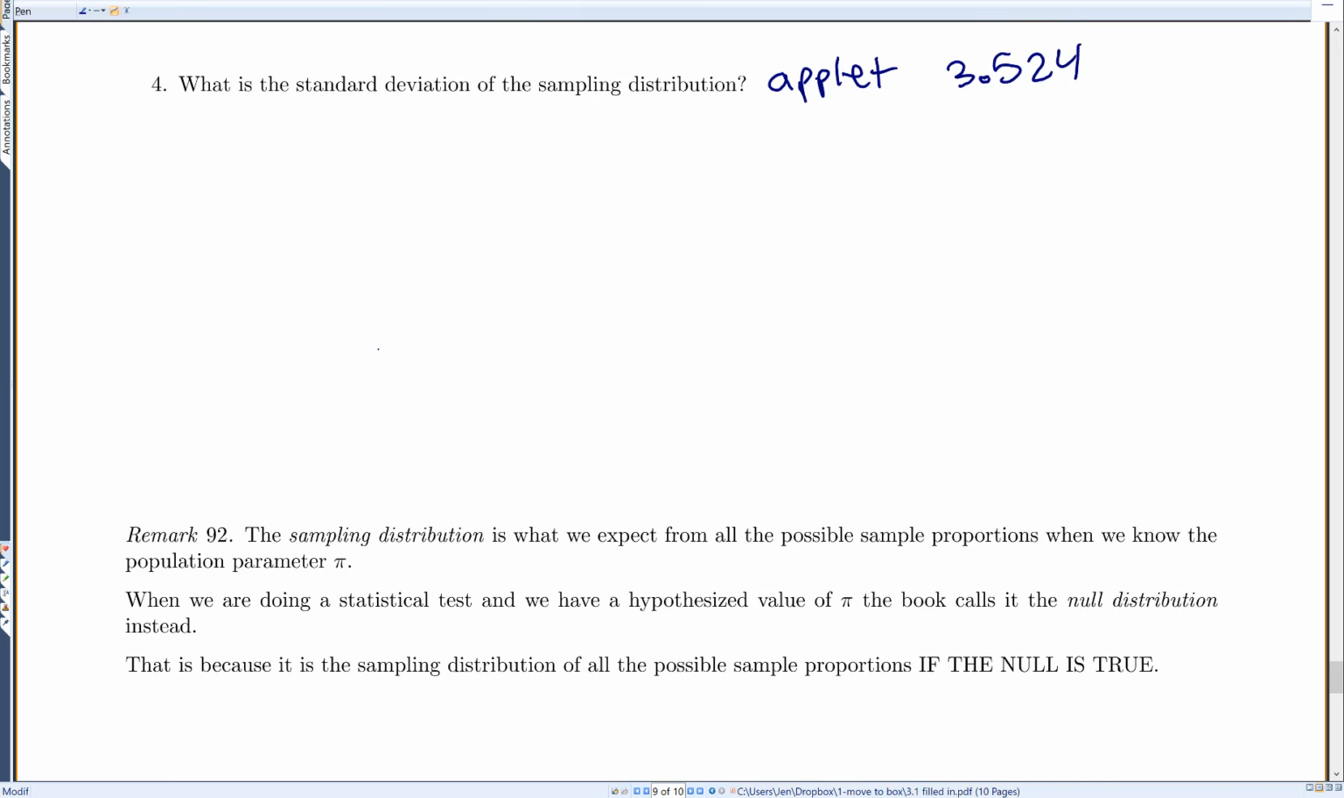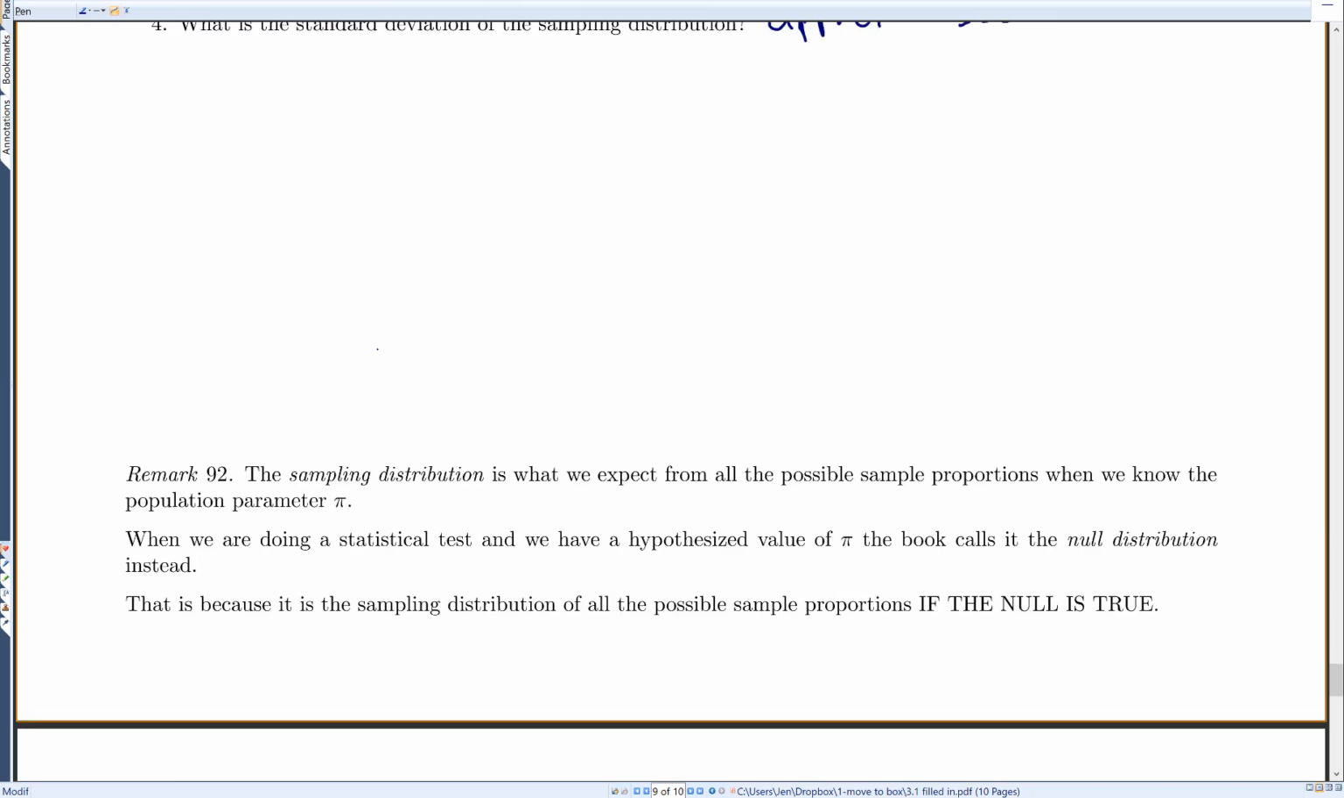Okay. So here's a remark. We mentioned this earlier. The sampling distribution is what we'd expect from all the possible sample proportions when we know the population parameter pi. When we're doing a statistical test, though, and we just have a hypothesized value of pi, we don't actually know what pi is, the book calls it the null distribution instead, because it's the sampling distribution of all the possible sample proportions if the null is true. So they just kind of gave it a new name. Basically, sampling distributions, the null distribution, they're the exact same thing. You might even see us accidentally use them interchangeably. Don't worry about it. They just mean the same thing. The null distribution is just because we're doing hypothesis tests and we're assuming that the null is true.